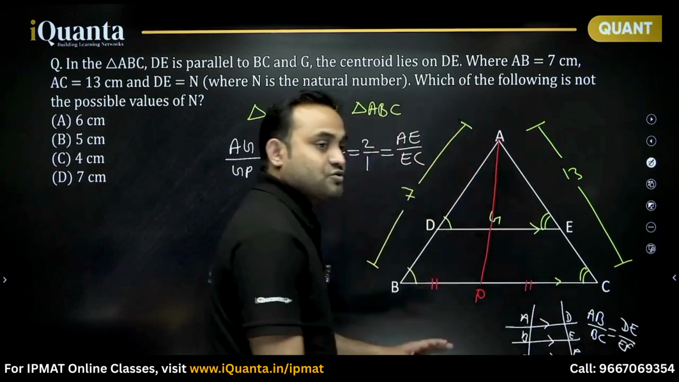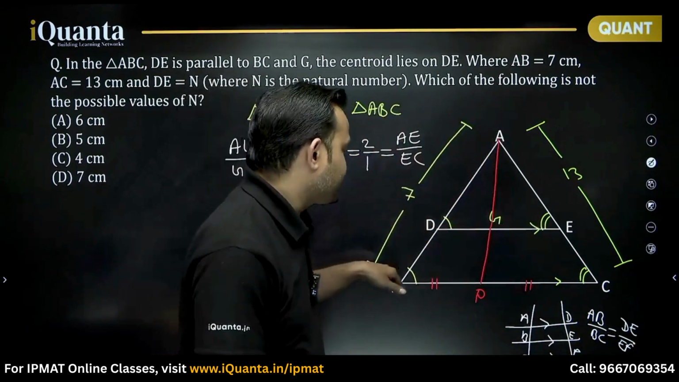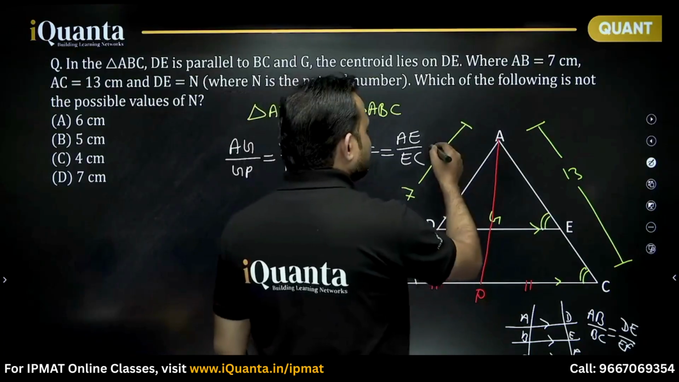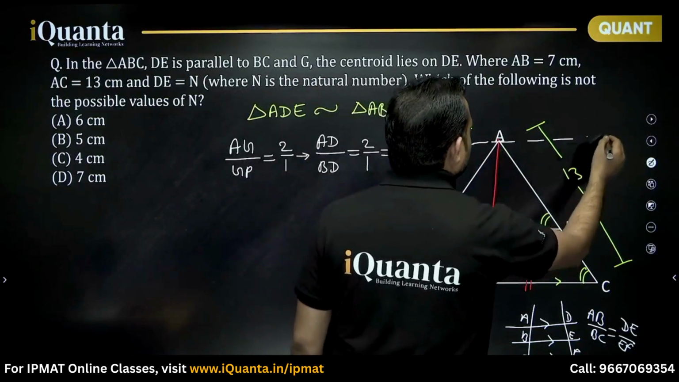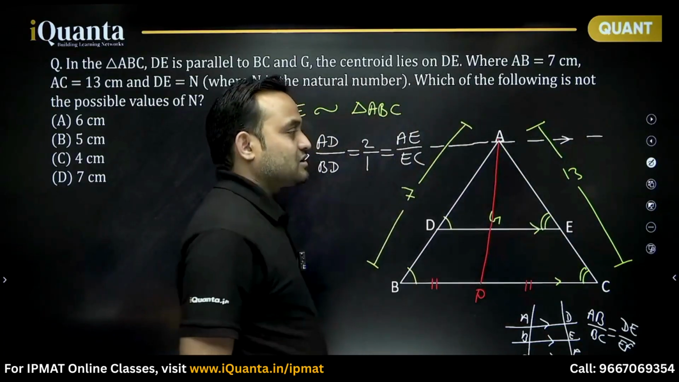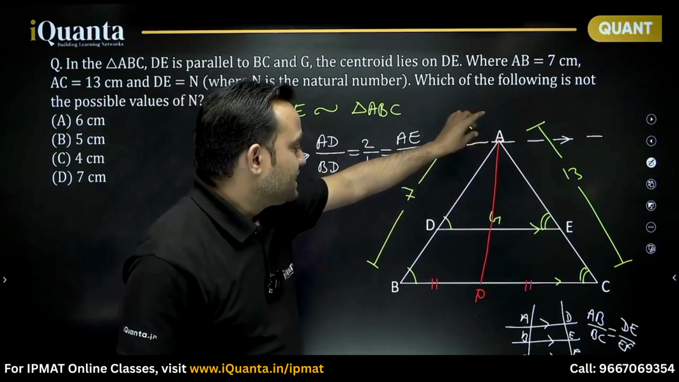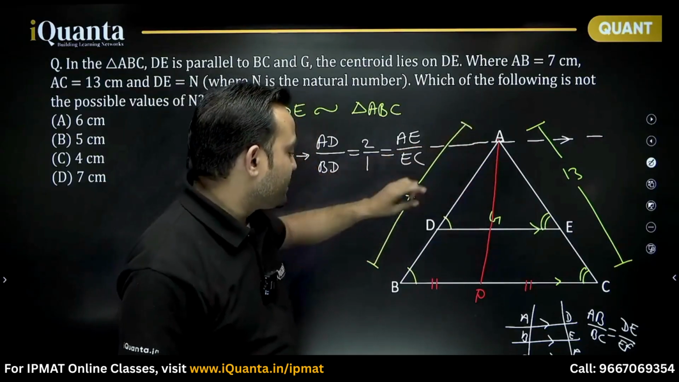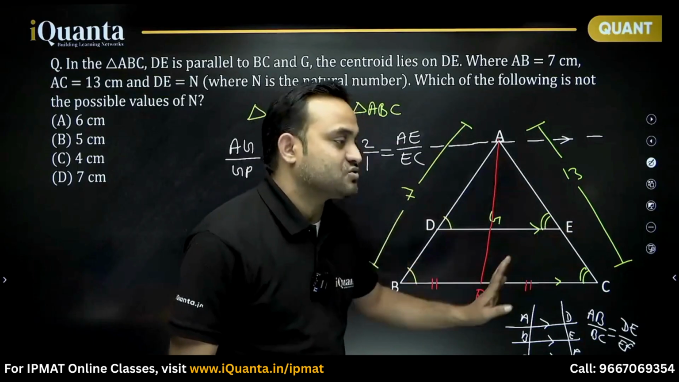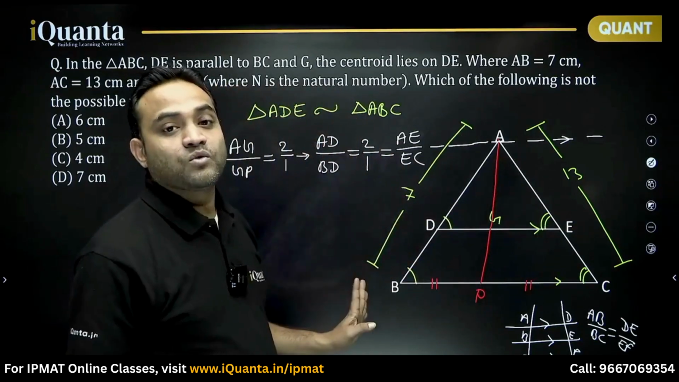Okay, so this is what I am using. DE is parallel to BC. You can imagine imaginary parallel lines here, a line which is parallel to this. Can we say now that AG is to GP will be equal to AD is to BD, which is equal to AE is to EC, which is equal to nothing but 2:1?